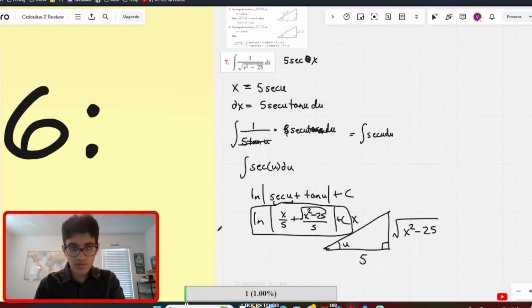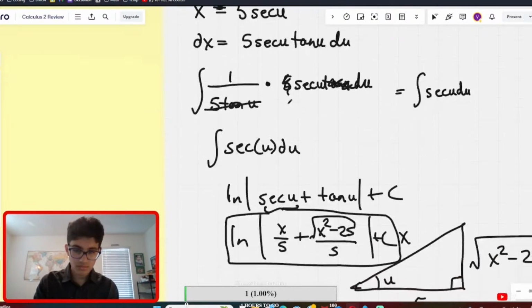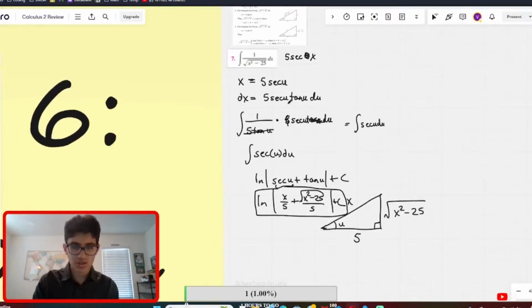Secant of u is given by x over 5. Yeah, maybe we did something wrong over here. What's the derivative of secant of u? It'll be secant of u tan u du. Over here we got 5 tan x. Seems right. Maybe it's just, whatever. Let's do one more example then.